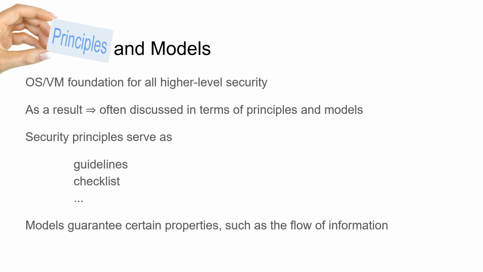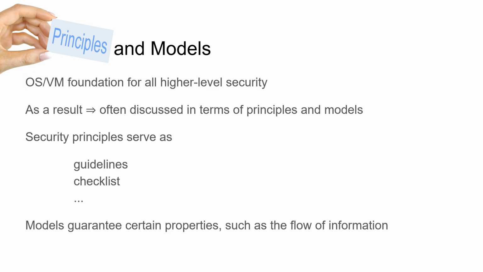So, like I said, the operating system and virtualization layer are the foundation, the bedrock on which we build all higher level security. And the principles and models that we discuss are used in different ways. So the security principles serve, for instance, as a set of guidelines for how to design our system in a secure manner. Here we have a set of security principles. How do we build a system that adheres to these security principles? They also serve, for instance, as a checklist. If we have an existing system, how well does it adhere to these security principles?